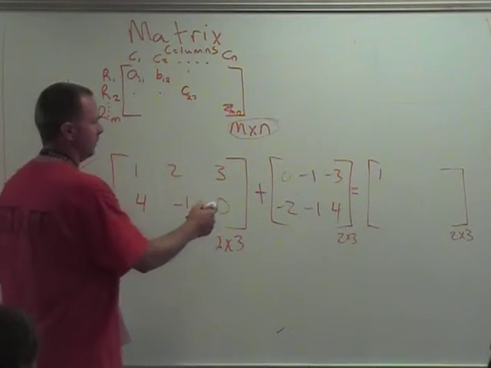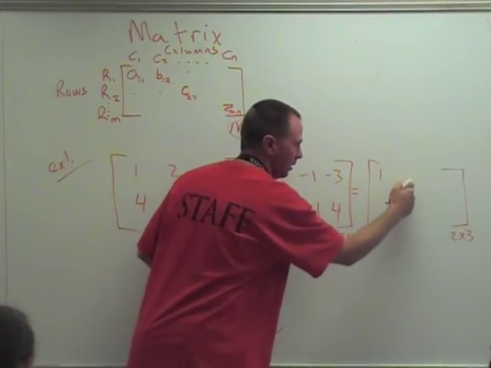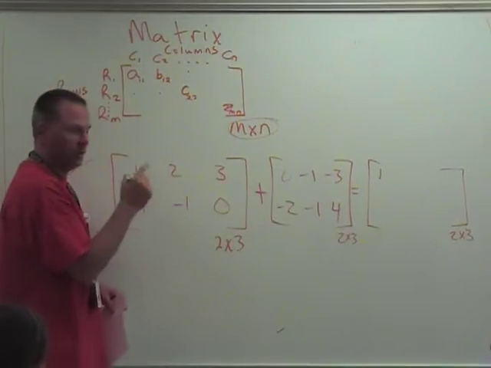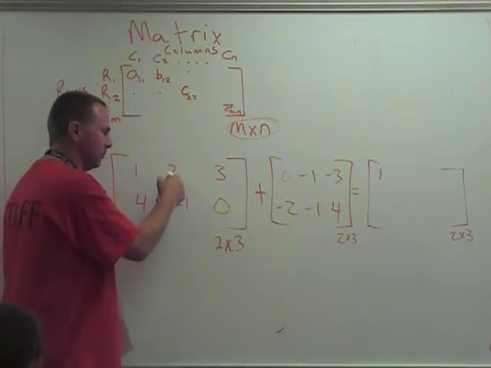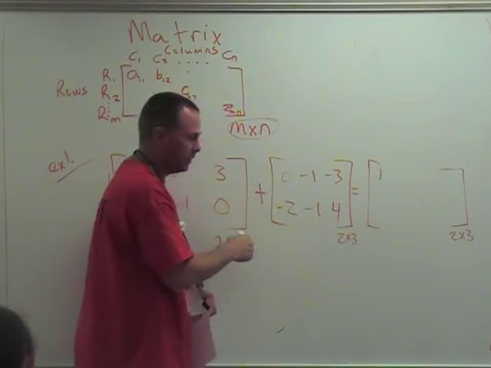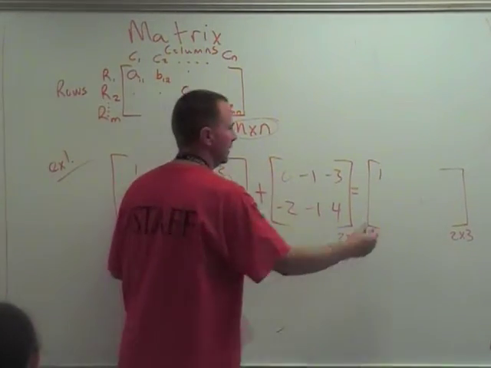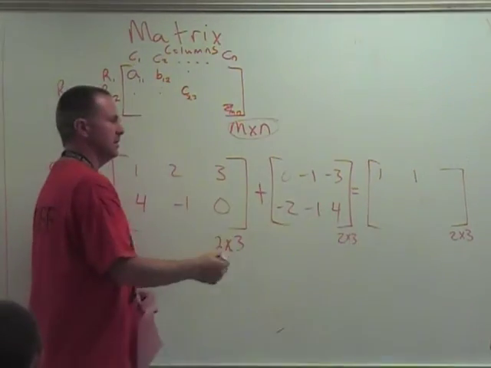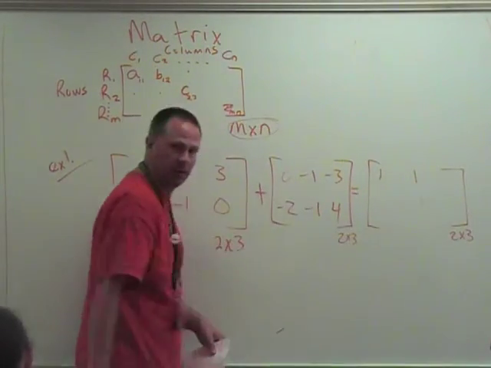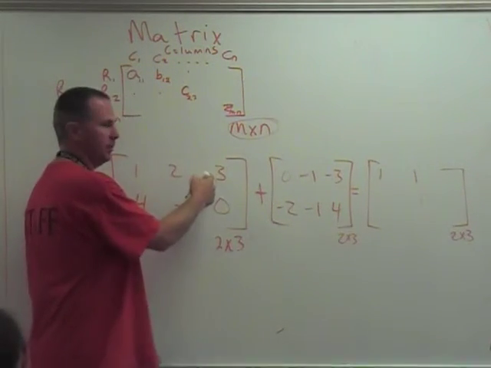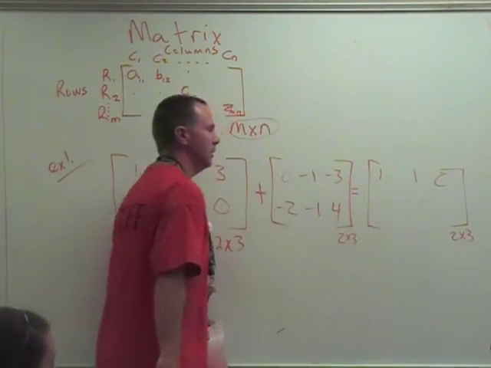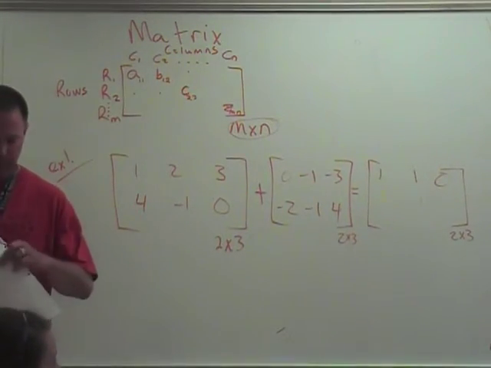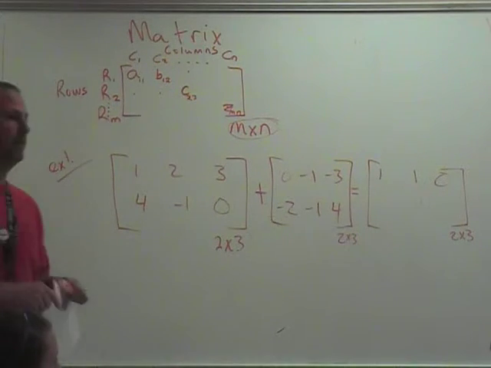Okay? Now, to get this row 1, column 2, you need to add row 1, column 2 with row 1, column 2. So 2 plus negative 1 gives me 1. To get row 1, column 3, add row 1, column 3 with row 1, column 3. 3 plus negative 3 is 0. You guys do the rest? Anybody else still lost?